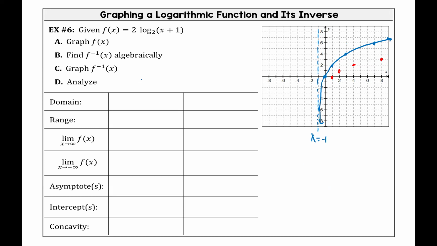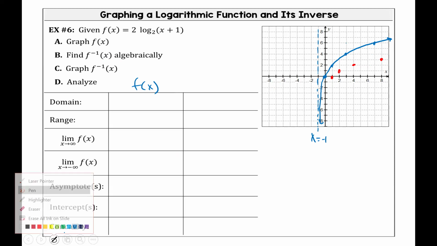Okay, so this is my f of x, and I can describe the attributes. Now it wants us to find the inverse algebraically and then graph the inverse. Well, I can easily graph the inverse, right? Because in order to graph the inverse, all I'm doing is taking the values and switching them. So instead of 0, 0 is still going to be where? 0, 0. 1, 2 becomes what? 2, 1.